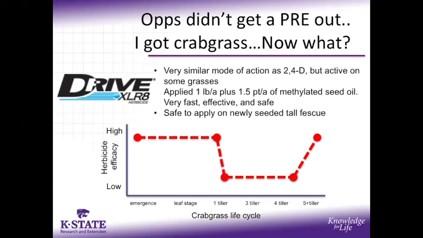Everybody know what a tiller is? All right. Tiller is a fancy word for a stem. Okay? So as a grass plant grows, it produces a stem. It has leaves come off of that stem. Then it produces another stem, and then it has leaves come off of it.